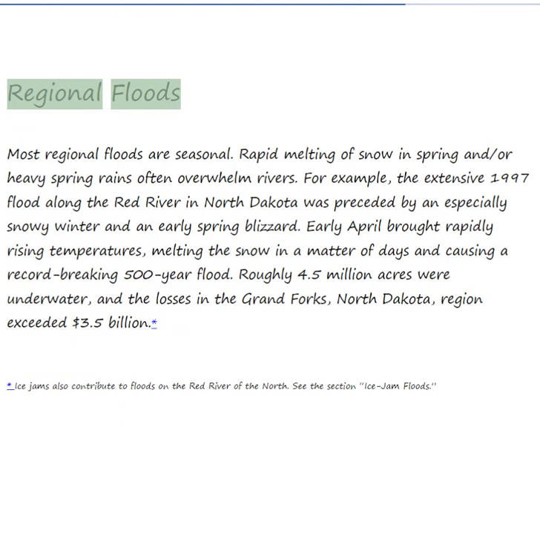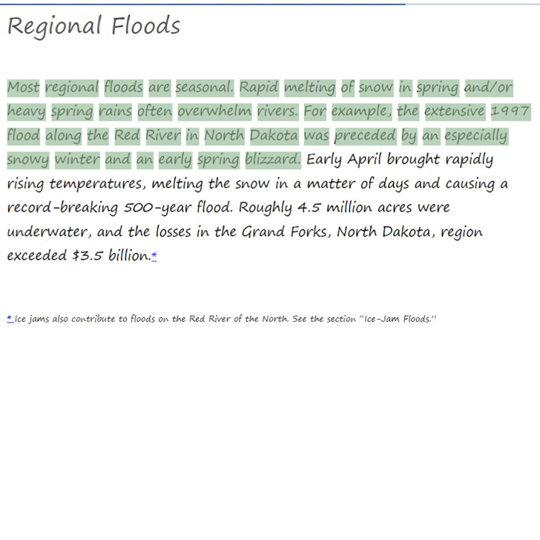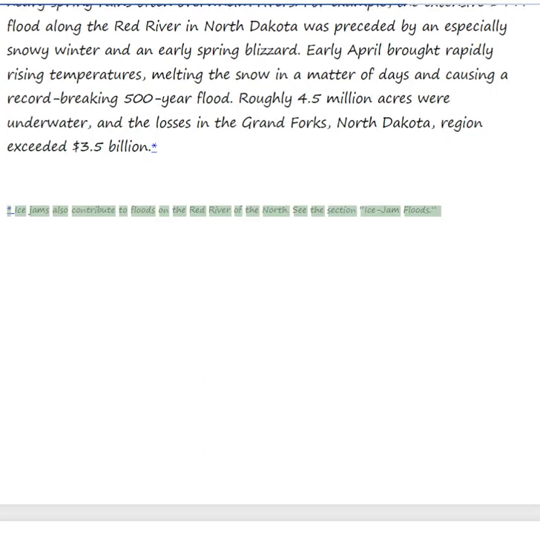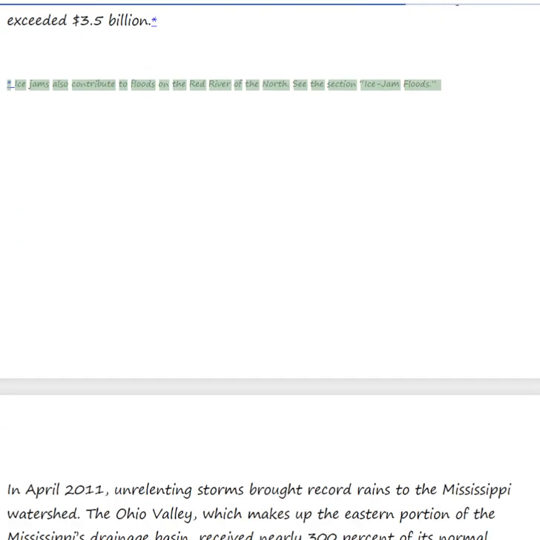Regional floods. Most regional floods are seasonal. Rapid melting of snow in spring and/or heavy spring rains often overwhelm rivers. For example, the extensive 1997 flood along the Red River in North Dakota was preceded by an especially snowy winter and an early spring blizzard. Early April brought rapidly rising temperatures, melting the snow in a matter of days and causing a record-breaking 500-year flood. Roughly 4.5 million acres were underwater, and the losses in the Grand Forks, North Dakota, region exceeded $3.5 billion. Ice jams also contribute to floods on the Red River of the North. See the section Ice Jam Floods.